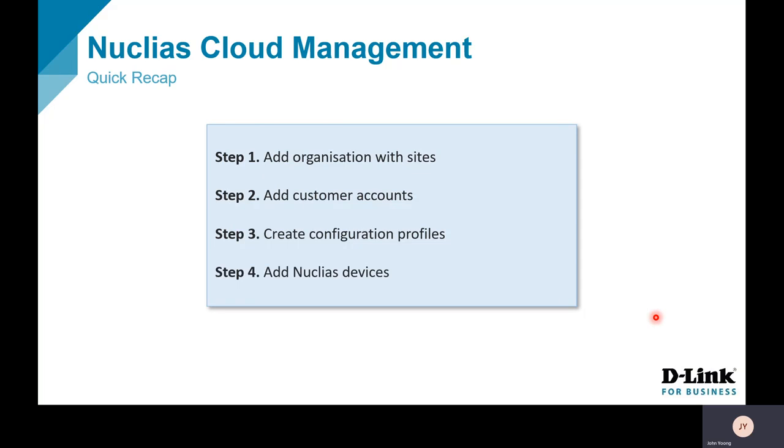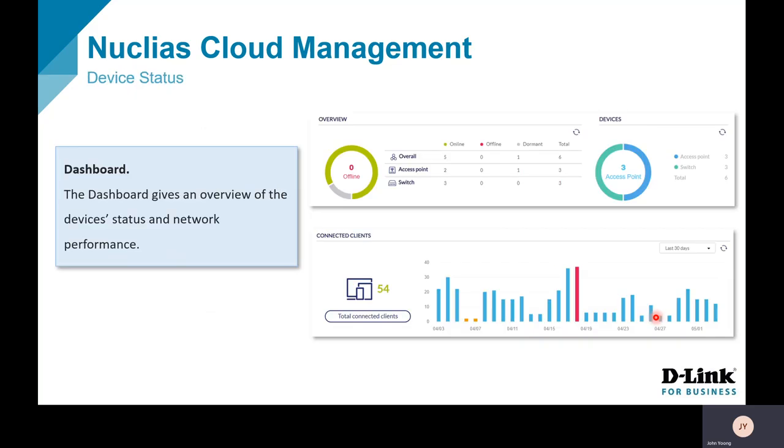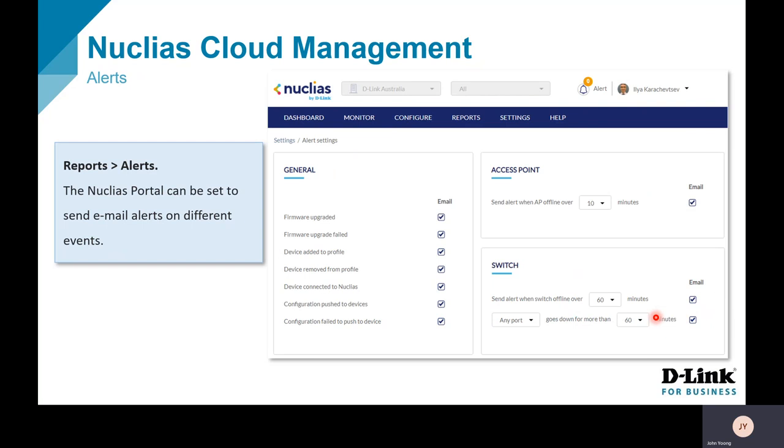Next, step 4, you can add the device very easily through the UID, or you bulk import by Excel, or you can use the tablet app to scan the QR code. For Nuclias Cloud, you will be able to see the device status through the dashboard very easily. Next, of course, you have the alerts. You can set up alerts to trigger through email, for example if the firmware upgrade fails, firmware upgrade succeeds, you add in a device, you push down a profile, or even if the AP and switch are offline during a certain period of time, the duration, we will send you the email. So you can set the threshold yourself through the alerts setting inside Nuclias Cloud.